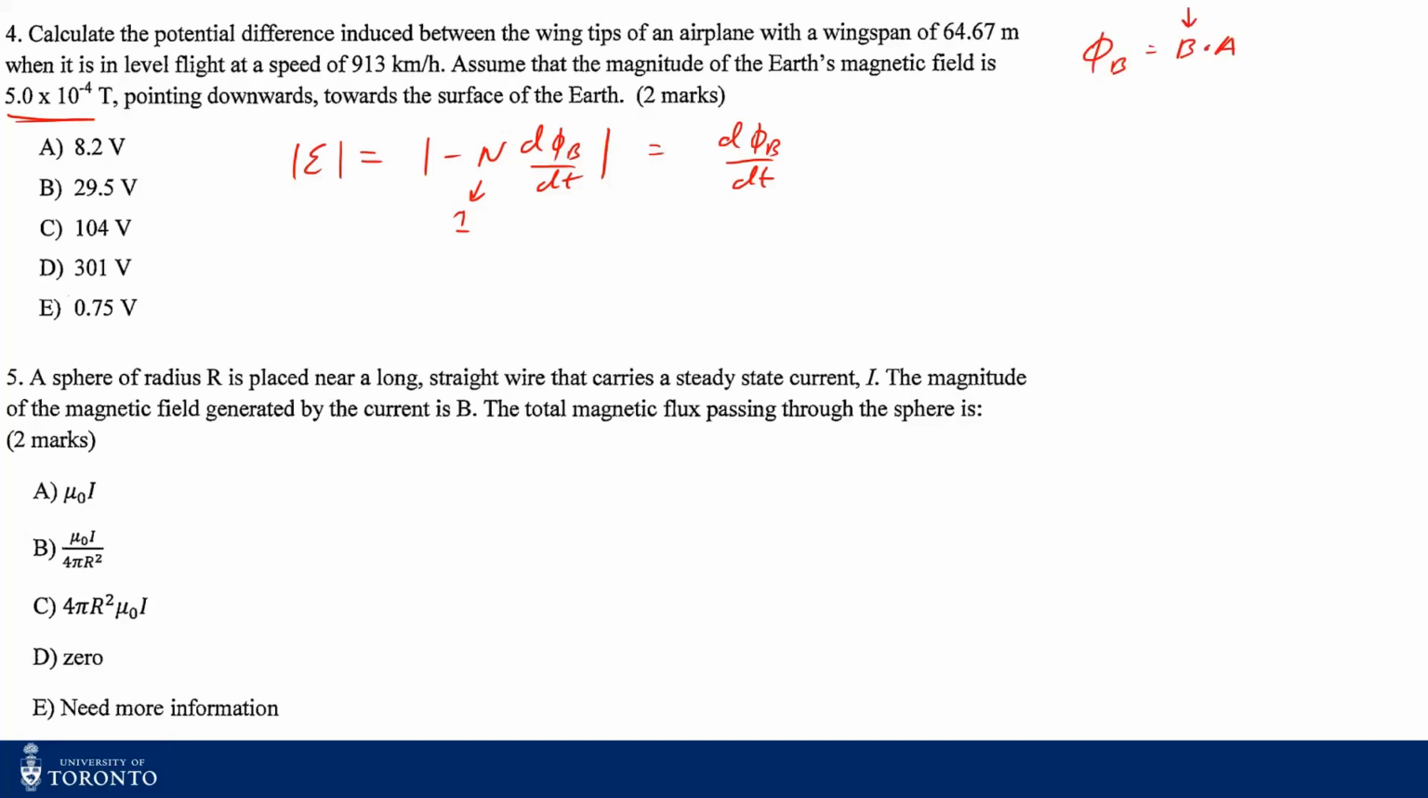The Earth's magnetic field is fixed, but the area is changing, because if we consider the wingspan length, let's consider this is the airplane wing of length L, and it's moving at a velocity v. So per second, it's covering this much area, right? So you see your area is now a function of time. Therefore, in this case, this will be B times dA by dt, right?